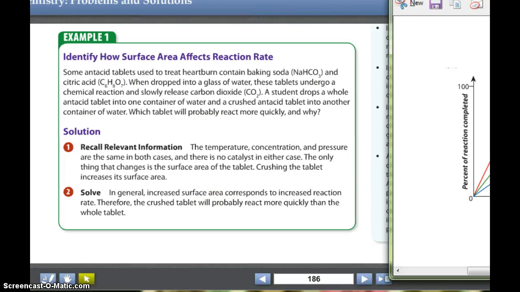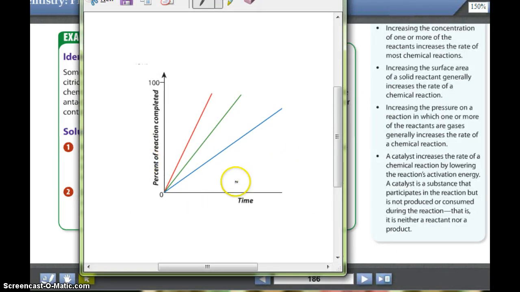Okay, if you're feeling like, I got this, okay, prove it. Here's a graph. We have percent of reaction completed, and we have the time. Which of these three lines shows two gases reacting under the most pressure? So hit pause, take your time, figure it out, hit play when you're ready. So we have gases, and gases are affected by the pressure. Which one is under the most pressure? I would say the red line, because it's increasing percent of reaction completed the fastest.